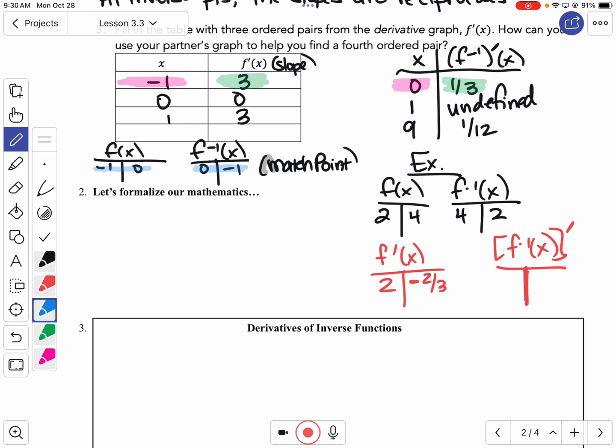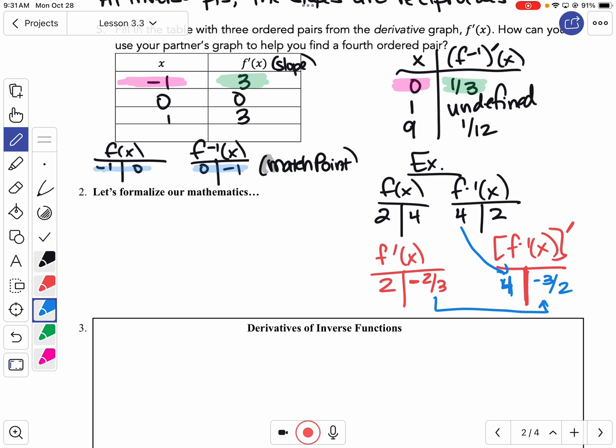So this is the tricky part. What would my x value be? 4, because it's got to match this point, so it's got to be 4. And then its slope is a reciprocal, so what's its slope going to be? Negative 3/2. It's not an opposite reciprocal, it's just a reciprocal. So the key here is finding those inverse match points.